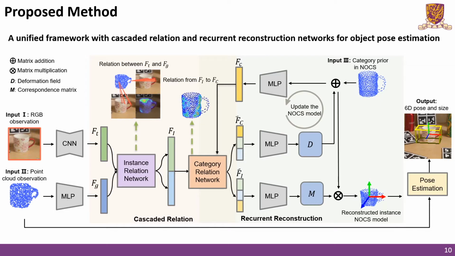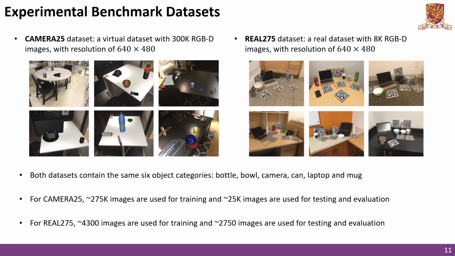Next, we will discuss the experiment results. We evaluate our method on CAMERA and REAL datasets. The CAMERA dataset is a virtual dataset generated by augmented reality technique, and it consists of 300,000 images. The REAL dataset is a dataset collected in a real environment, and it consists of only 8,000 images. Both datasets cover the same 6 object categories.